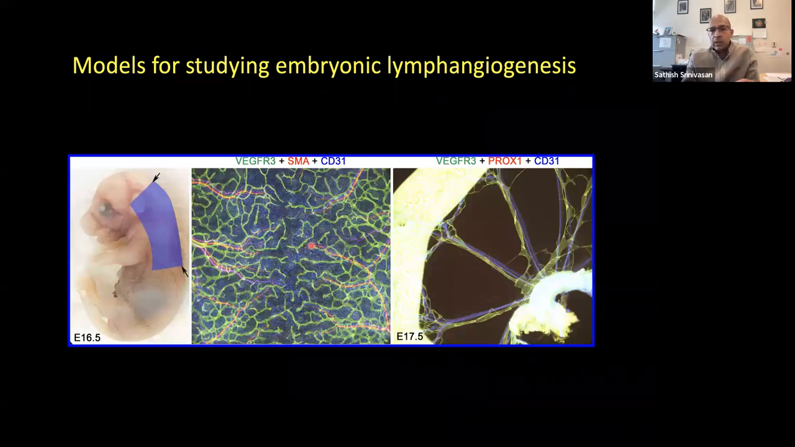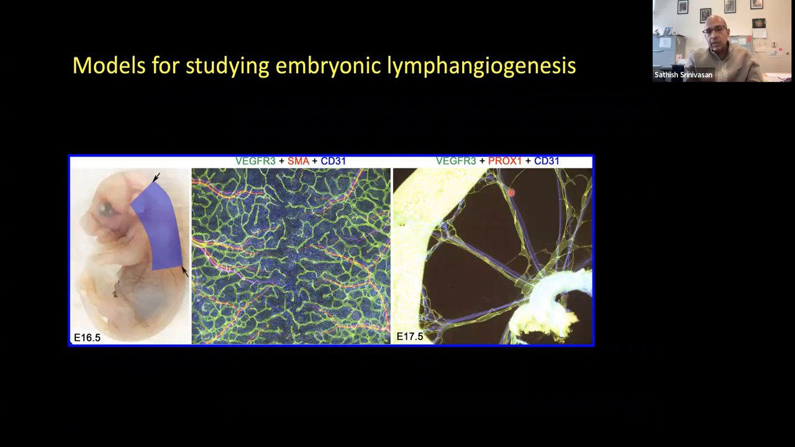And these are two models that we use. One is the dorsal skin model. So if this is a mouse embryo, the lymphatic vessels are migrating from both the ends, right? On the left side and right side, there are lymph sacs. And from the lymph sacs, the lymphatic vessels are migrating towards the midline of this dorsal skin. So by looking at the lymphatic vessels at various time points, we can get an understanding about how the lymphatic vessels are growing and undergoing maturation. So this is one model that we use.